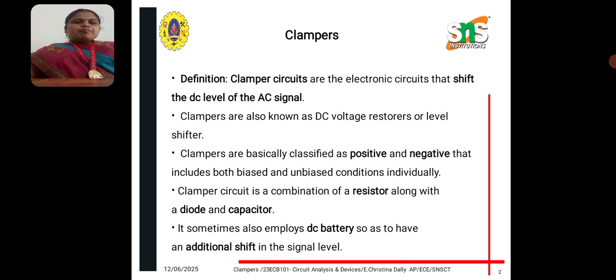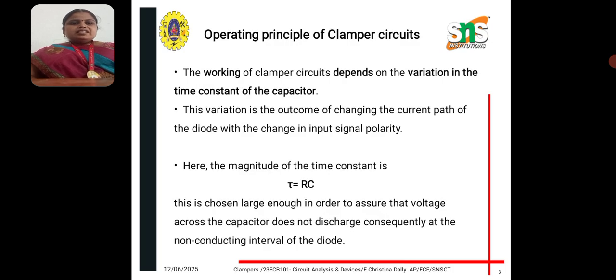These clampers are classified as positive as well as negative, and they include both the biased and the unbiased conditions. A clamper is nothing but a combination of a resistor along with a diode and a capacitor. Sometimes it employs a battery to have an additional shift in the signal level.